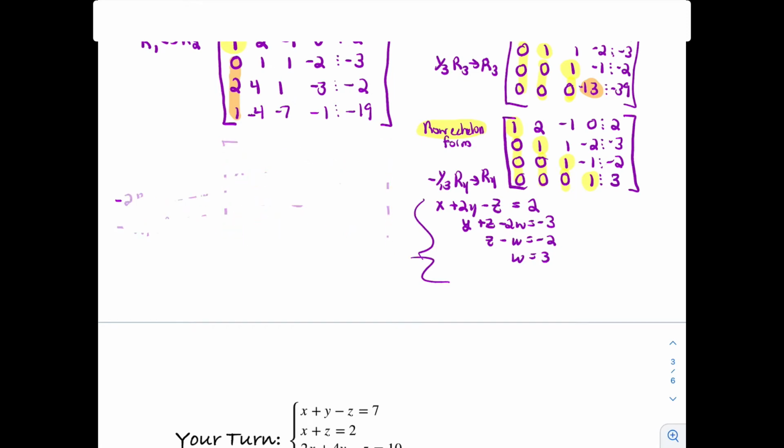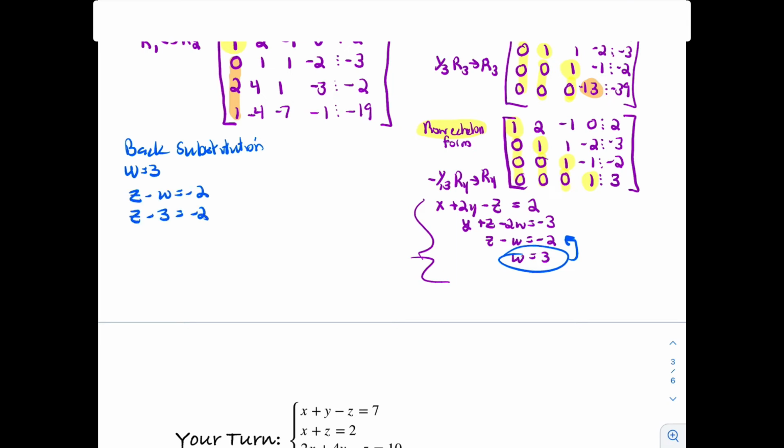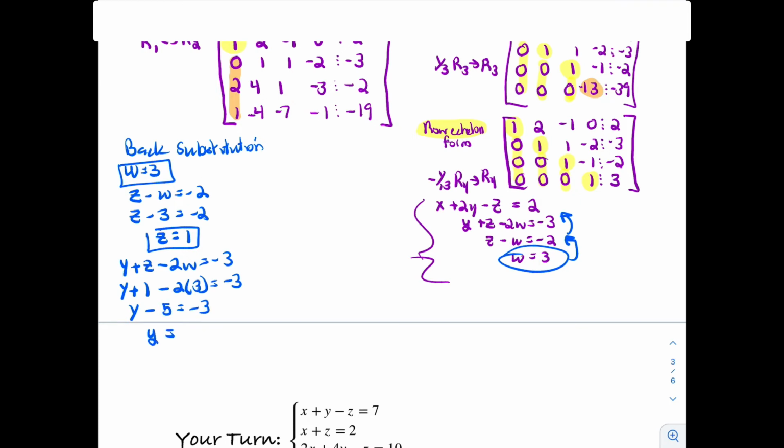Now that we have our system of equations, we're going to do something called back substitution. We start at the bottom, the last equation. We got that w is equal to 3, so we already figured out what our w value is. We're going to move up one equation. Now we have z minus w is equal to negative 2. Replacing w with 3 and solving that equation, we get z is equal to 1. Then we go to the next equation, y plus z minus 2w equals negative 3. We replace every w with 3 and every z with 1 and solve for y. We get that y is equal to 2.